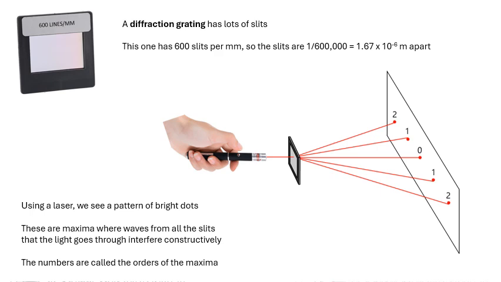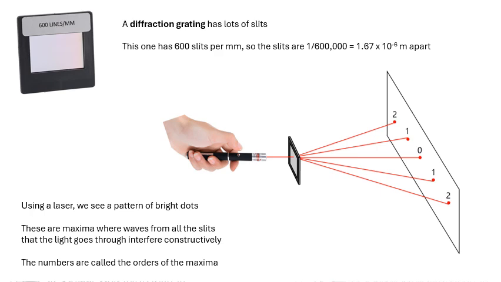A diffraction grating is lots and lots and lots of slits. This diffraction grating has actually got 600 slits in every millimeter. That's a lot of slits. So 2 slits, how far apart are they? Well, if it's 600 slits per millimeter, then it's 600,000 in a meter. So 1 over that, they are 1.67 times 10 to the minus 6 meters apart. That is the slit separation.